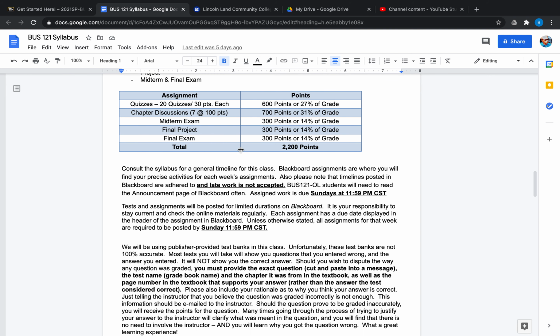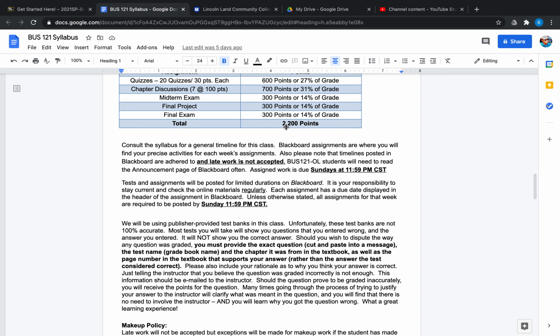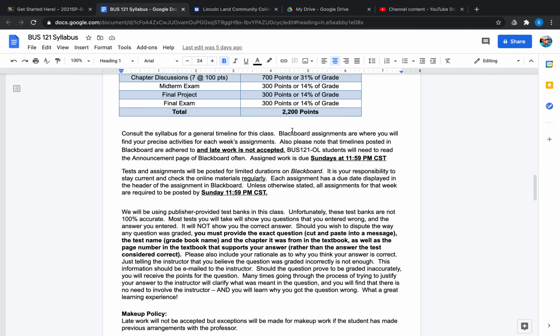Between the final exam, the final project, and the midterm exam, each one of those is 300 points, or 14% of your grade. All in all, it comes out to about 2,200 points for the course. If you ever want to calculate your grade throughout the semester, you can always go to the grade book and see how many points are available and how many points you have, and then just divide those.